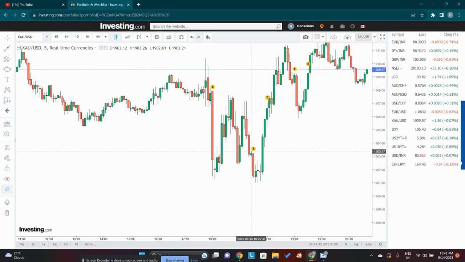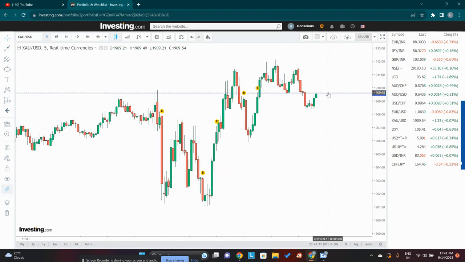Gold somehow defended this level of 1900, which is a very critical support. Ideally, the news was so bad. DXY right now is standing at 105.41, yet gold is somehow surviving above the 1900 level. But let me make this clear to you: fundamentally, gold should have gone below 1900, but it has not. But this defense cannot last forever.